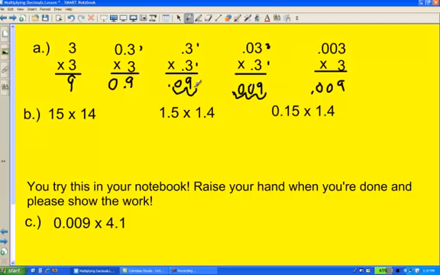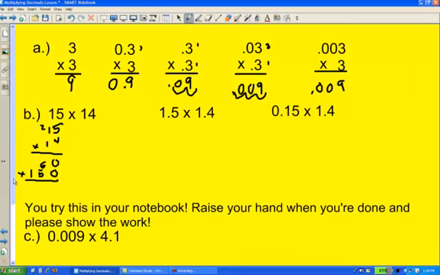It's a little bit more complex in B. We're multiplying 15 times 14. Remember, we don't ever want to multiply across like this. We want to line them up. So I'm going to line up 15 times 14. 5 times 4 is 20. 4 times 1 is 4, plus 2 is 6. Alright, add a 0 for place value. 1 times 5 is 5. And then 1 times 1 would be 1.